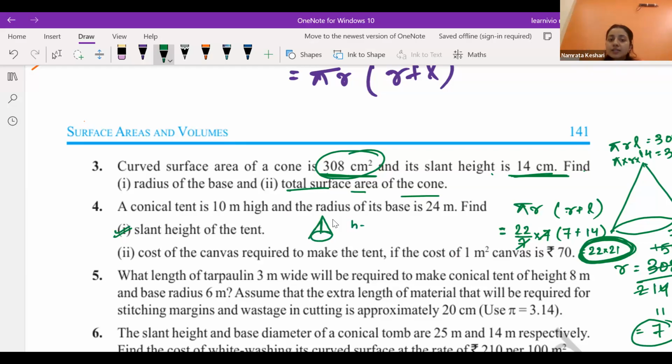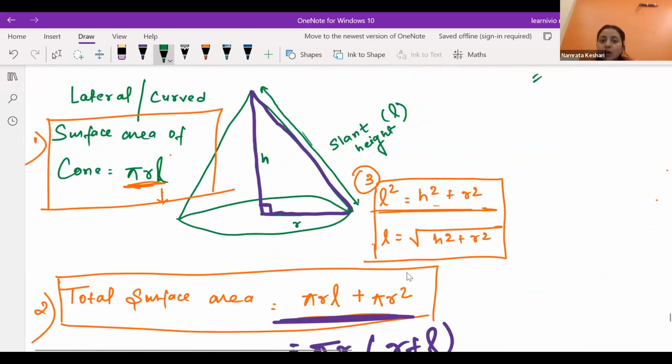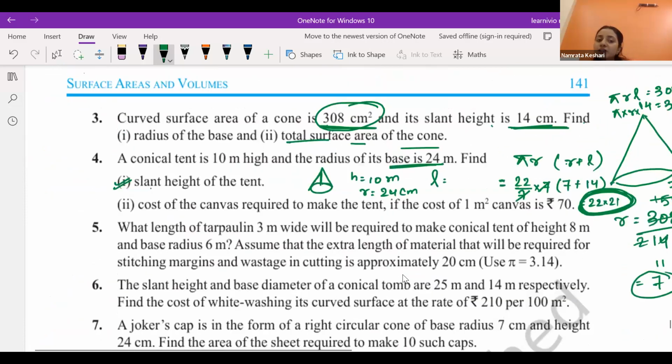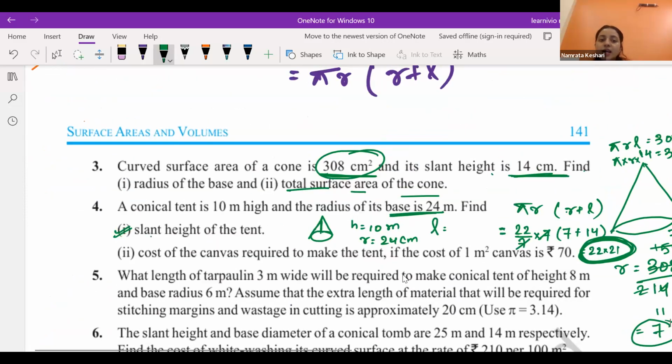That means the height is given as 10 meter, and the radius of the base is given as 24. r is given as 24. And what we need to find is the slant height. We need to find l by the Pythagoras theorem. You must have noted the formula, right? Can you see this screen? l square is equal to h square plus r square. This formula you will use to find the l value. Please find it and tell me what you are getting as l.